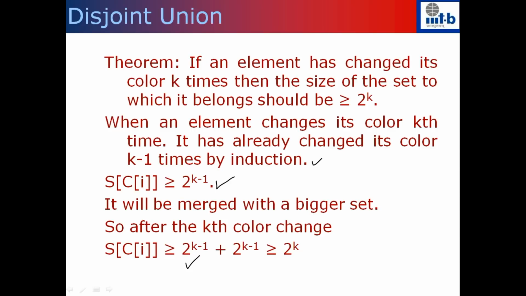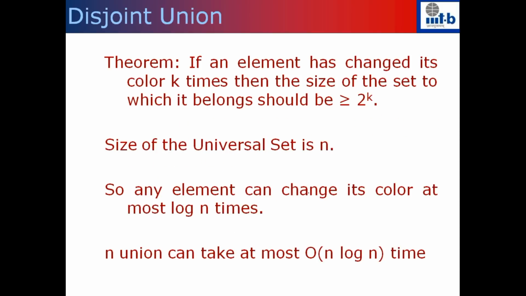This is the actual set, and it's merged with a bigger set. Since this set itself has 2 to the power k minus 1 elements, any set which is bigger than this, with which it has been merged, will have at least 2 to the power k minus 1 elements. When you add this up, you get 2 to the power k. So the important theorem that we get is that if an element has changed its color k times, then the size of the set to which it actually belongs should be at least 2 to the power k.